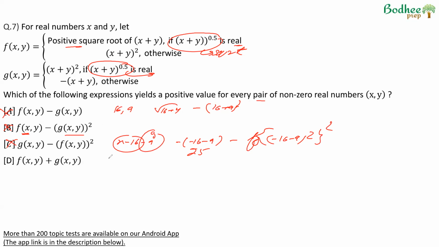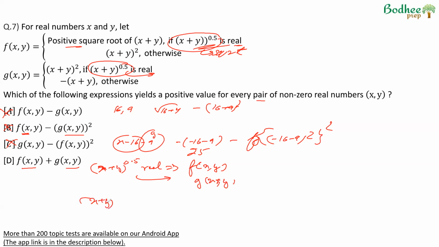f(x,y) plus g(x,y): if the root is real, then f(x,y) will be the positive square root and g(x,y) will be the square. Both will be positive values. If the root of x plus y is real, that means f(x,y) is also positive, the positive square root of x plus y. g(x,y) is also positive because it is x plus y whole square, and therefore this will be positive.